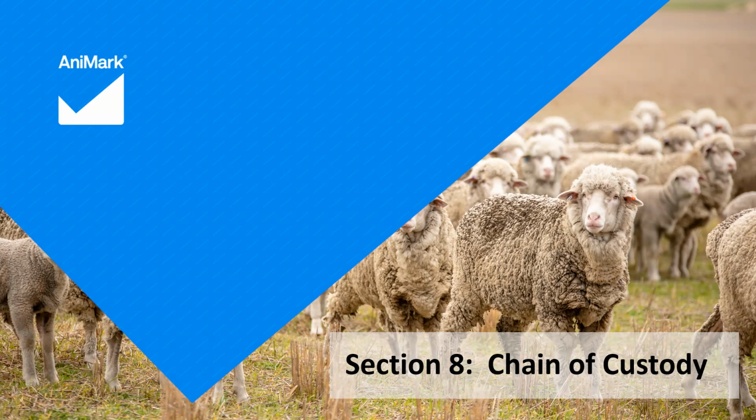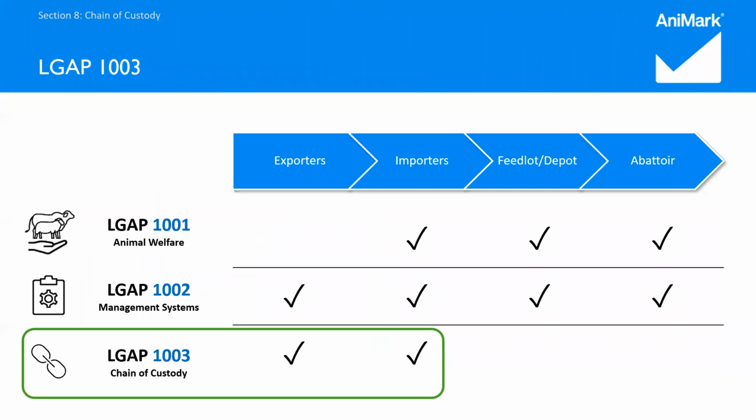Our final section today is on the requirements of LGAP 1003, which is the requirements for operator chain of custody. As we saw in the beginning of today's session, only importers and exporters must adhere to the requirements in LGAP 1003 chain of custody. However, specific requirements within LGAP 1001 and 1002 apply to facilities and directly link with the requirements for traceability under 1003. So it's important that everyone in LGAP maintains traceability of livestock, that is, keeping incoming and outgoing records, to help importers and exporters conform with LGAP.